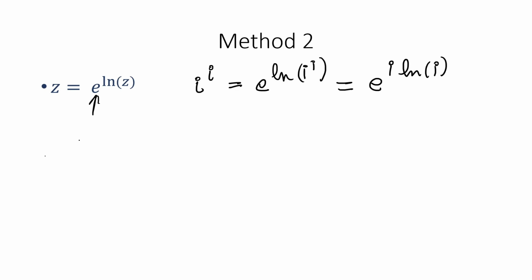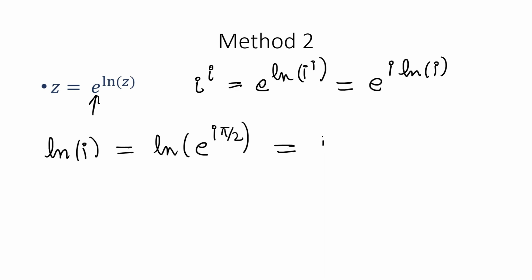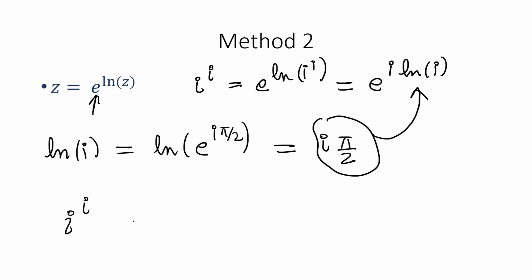Now ln i might look difficult at first glance, but it is super easy to calculate. We just have to express our complex number i in this case in terms of Euler's form. So this is e raised to the power i times pi by 2. And we know ln and e are inverse of each other. They cancel out their effects. So we get i times pi by 2. And we can substitute this value out here and we will get the same result that we got before. That is, i raised to the power i equals e raised to the power negative of pi by 2, which is a real number.